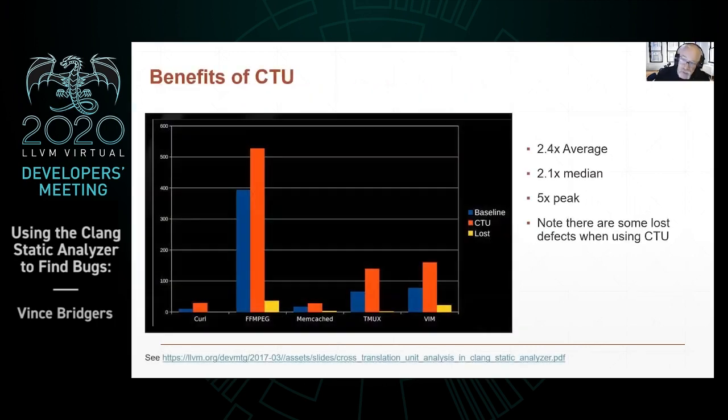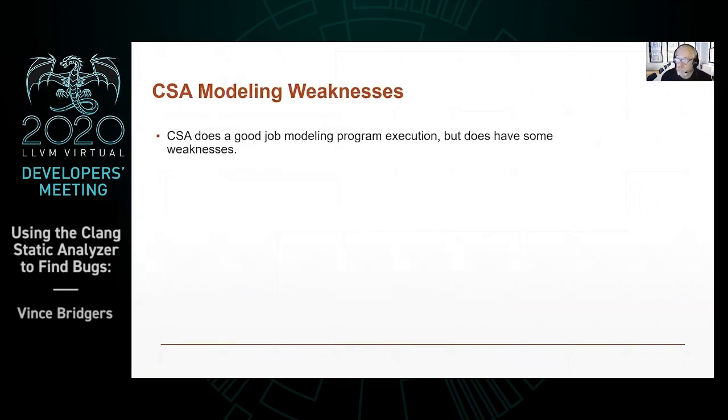So what are the benefits of CTU? Gabor Horvath did a very good presentation on this a few years ago. There's a 2.4x average increase in issues found. There's a 2.1 median increase in issues found with a 5x peak. And this is across at least 5 different open source projects: curl, FFmpeg, memcached, tmux, and vim. There were some lost defects when using CTU, so it's recommended that if you're going to use CTU, you also do your analysis without CTU.